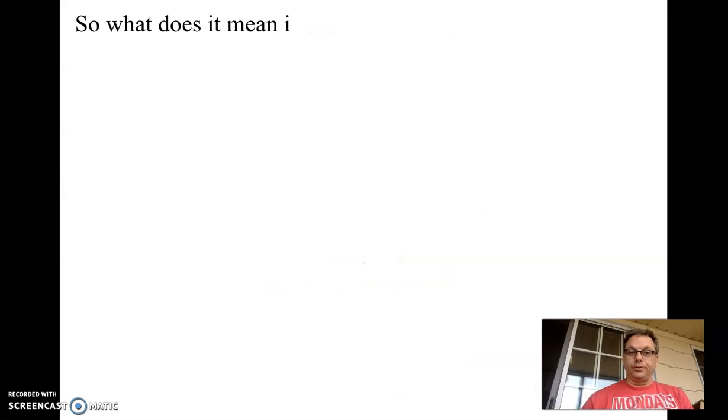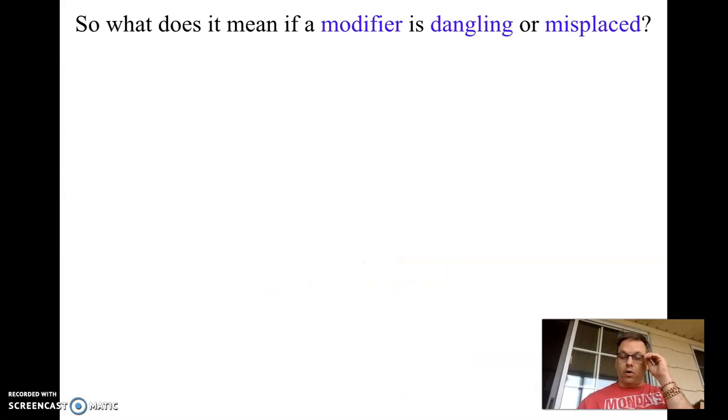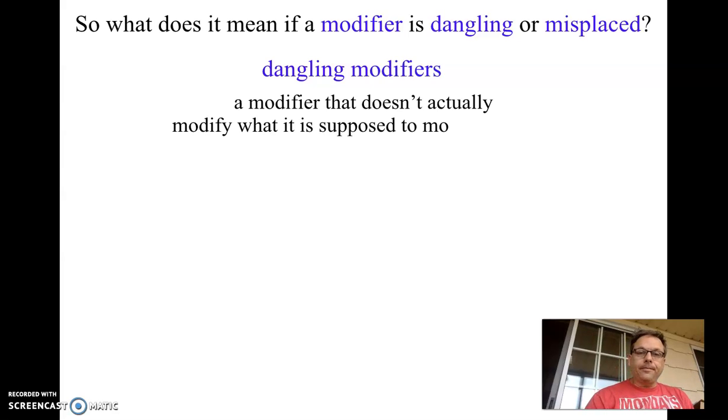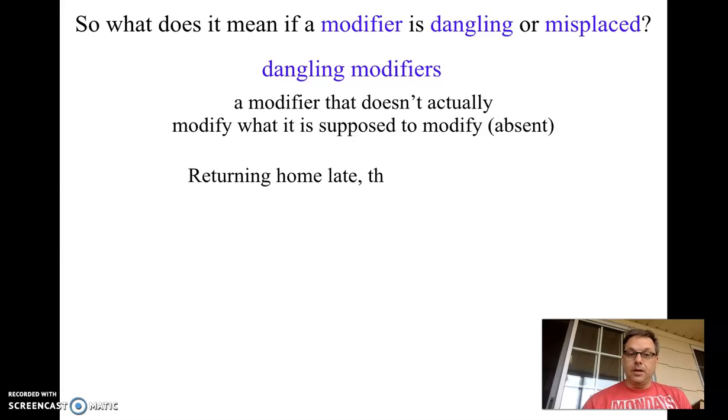So let's go ahead and look at some more examples. What does it mean if a modifier is dangling or misplaced? Dangling modifiers, a modifier that doesn't actually modify what it is supposed to modify. And usually this is because it's absent. The thing that is supposed to be modified is not there in the sentence. Returning home late, the door was locked. Right, so we look at this, we're trying to figure out what the subject was. This here doesn't have a subject. The door was locked, right? So this is an independent clause, a sentence unto itself. The door was locked.